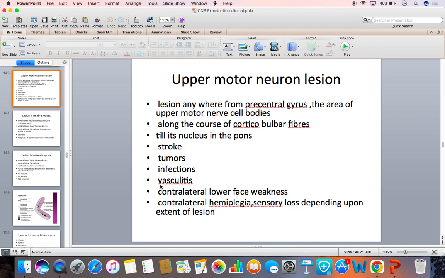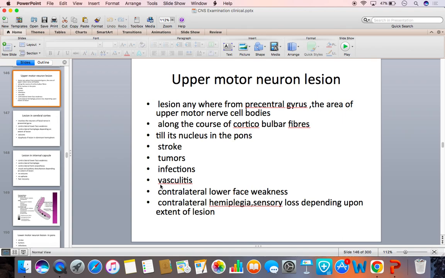The lesion could be anywhere from the cerebral cortex and the precentral gyrus down to the motor nucleus in the pons. It could be in the cerebral cortex, the internal capsule, or the midbrain, anywhere above the nucleus of the facial nerve. That means the lesion could be anywhere from the precentral gyrus, the area of the upper motor neuron cell bodies, along the course of the corticobulbar fibers, till its nucleus in the pons. That is the extent of the upper motor neuron.